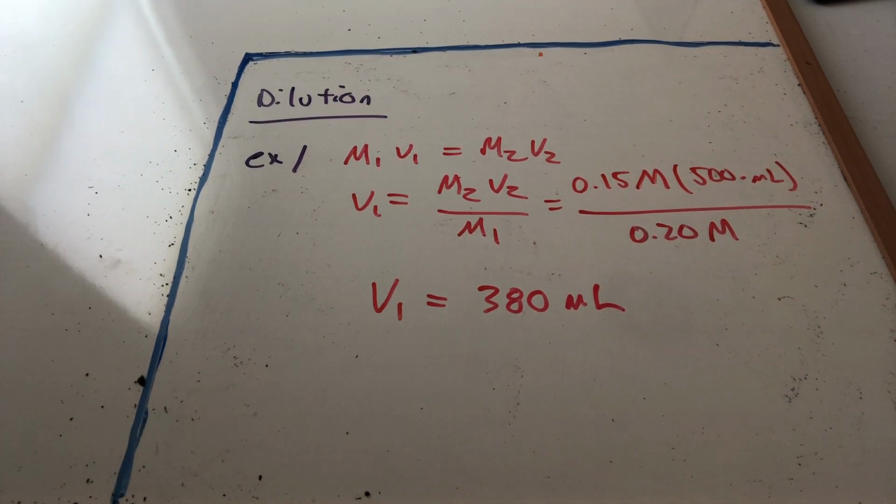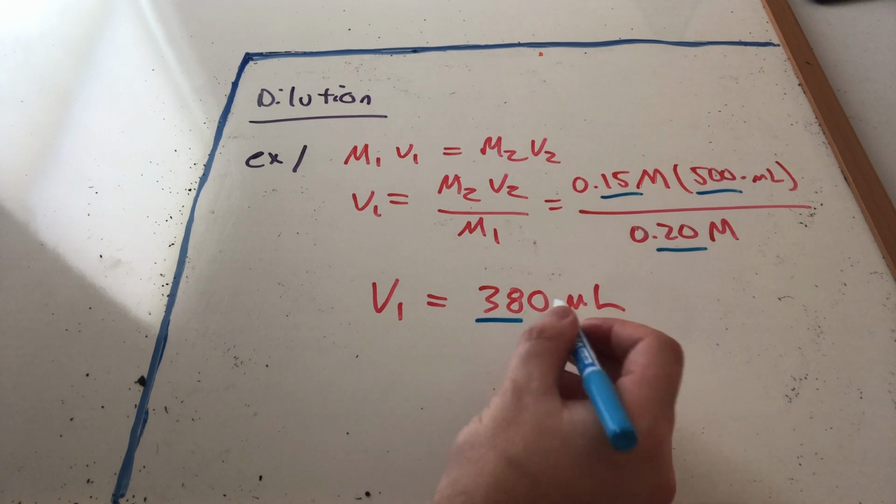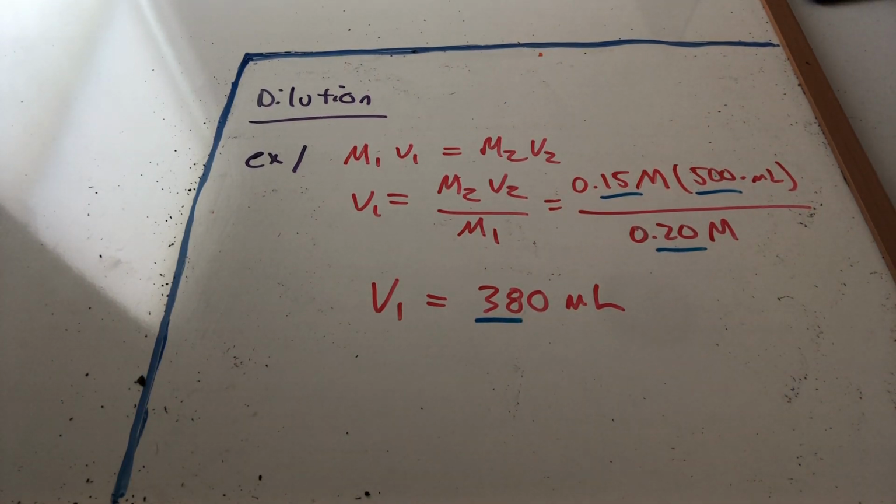Now, why does my answer only have two significant figures? I go back and think mathematically what's occurring here. 2 sig figs, 2 sig figs, 3 sig figs. My answer should have two significant figures. So even though your calculator shows you 375 milliliters, I'm going to write it as 380 milliliters, indicating that that zero is not a significant digit.